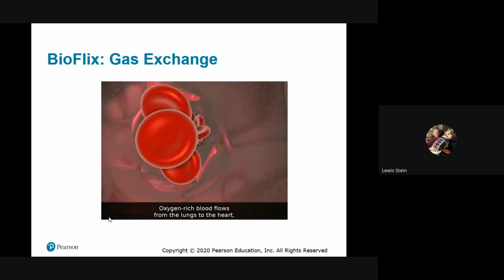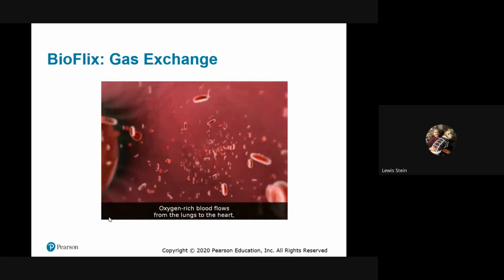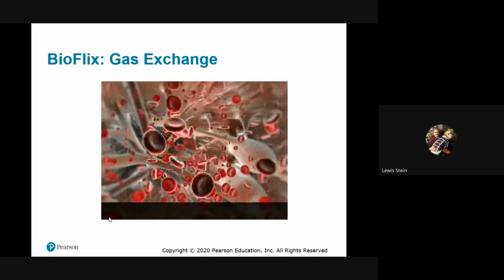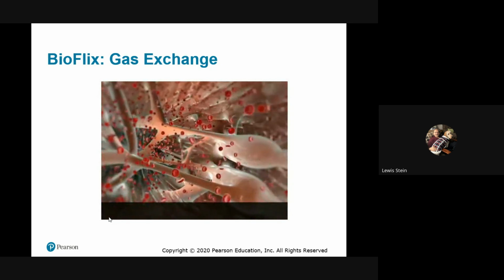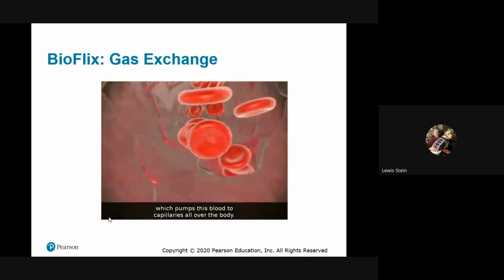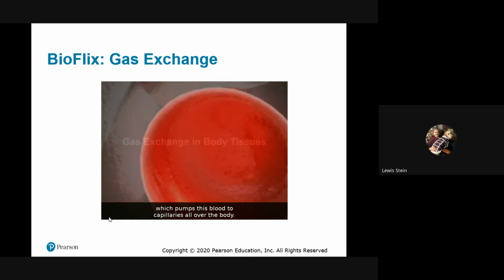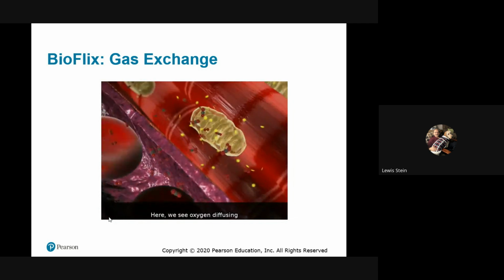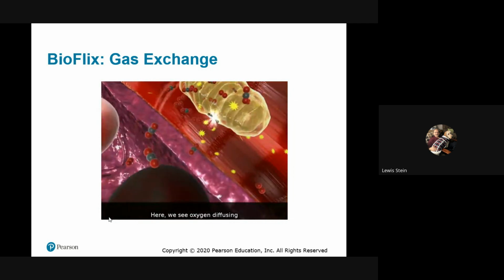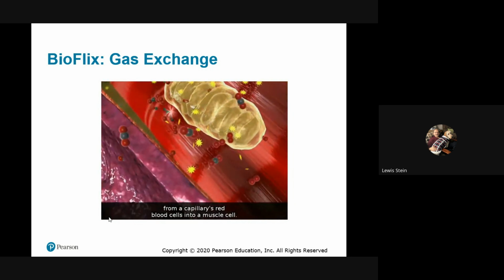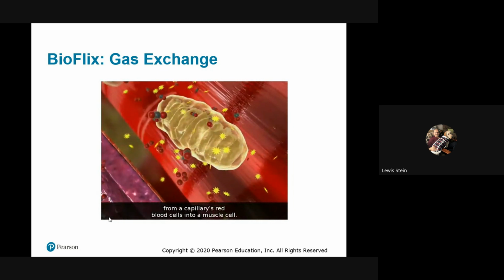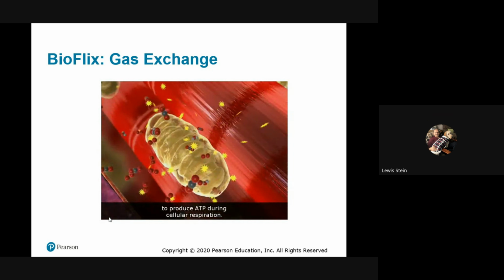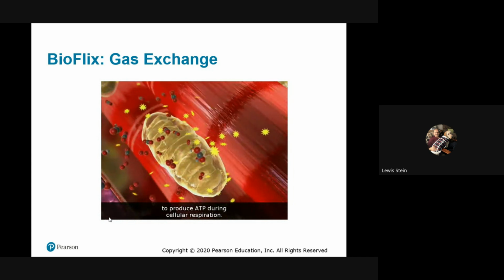Oxygen-rich blood flows from the lungs to the heart, which pumps this blood to capillaries all over the body. Here, we see oxygen diffusing from a capillary's red blood cells into a muscle cell. Oxygen is used by the cell's mitochondria to produce ATP during cellular respiration.